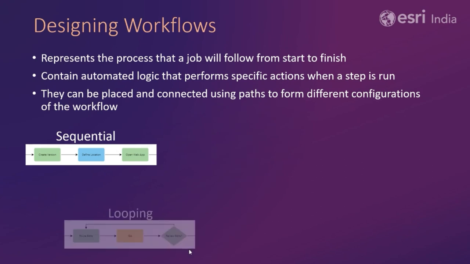Then there comes the looping pattern. So it is used for workflows that need to return to a step that has already been run based on the result of a decision point or condition in the workflow. So a very simple example is of a question. Suppose you want to add a step where you would like to have a question in between. If there is a change of mind that you would like to change the defined location, or maybe you would like to change the attachment which you have attached, then you can use such kind of a looping pattern.